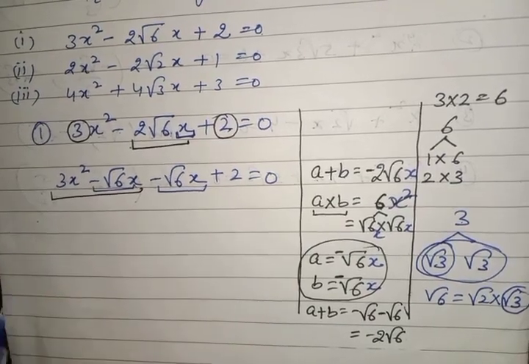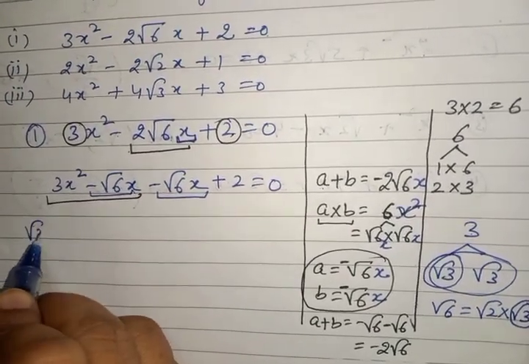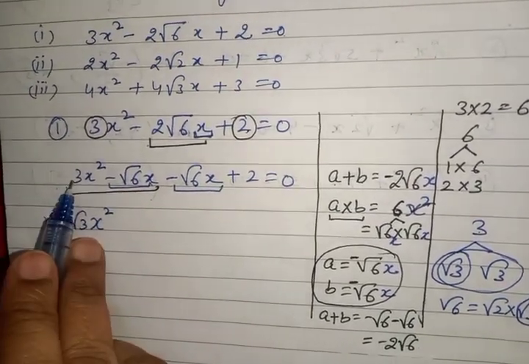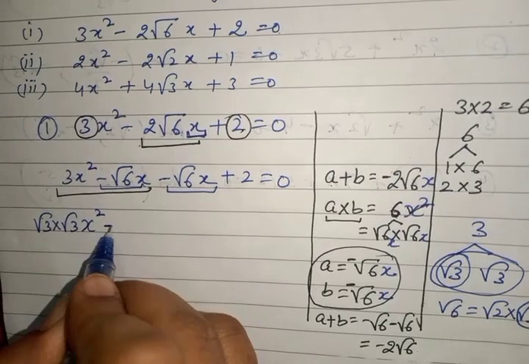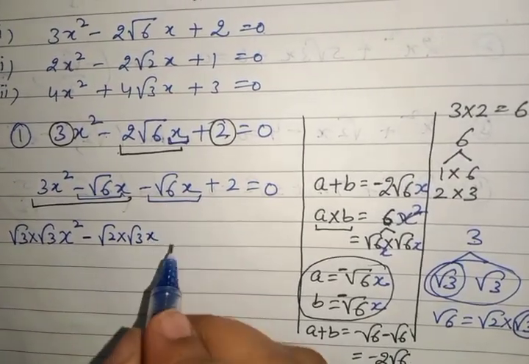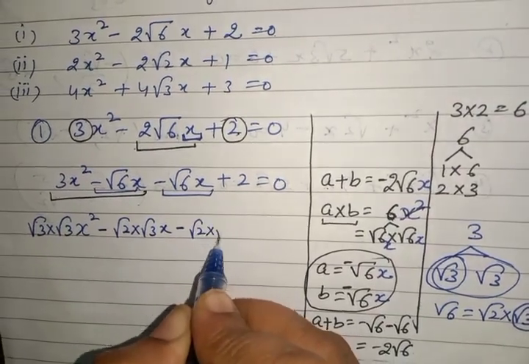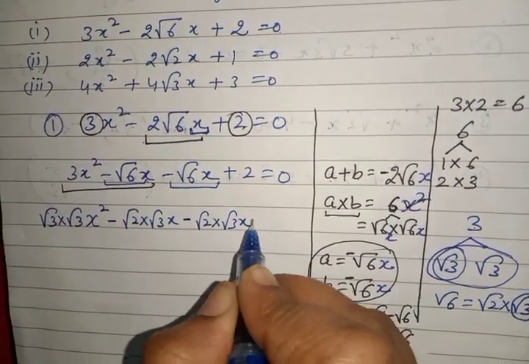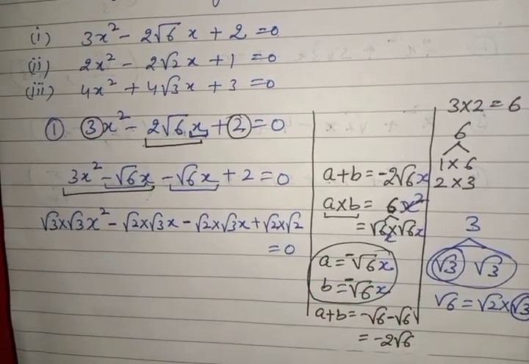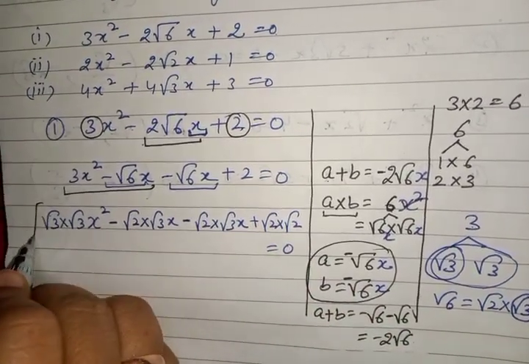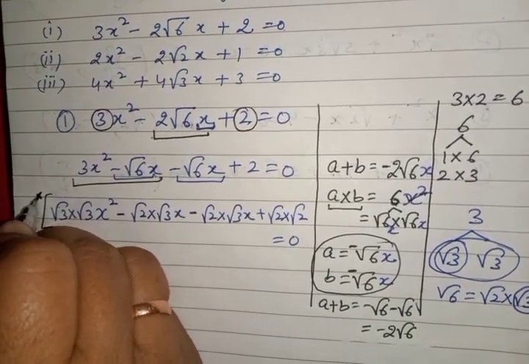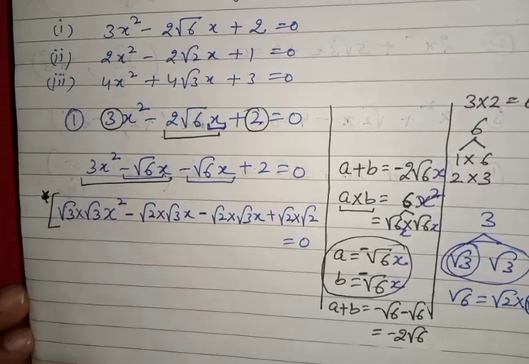I can write one more step for your help. No need to write this step in the exam. This is just to explain to you. This 3 can be written like this. Root 6 can be written like this. This also can be written as root 2 into root 3x. And this 2 can be written as root 2 into root 2. Otherwise this step, no need to write it. I am putting a star, means no need to write it in exam.